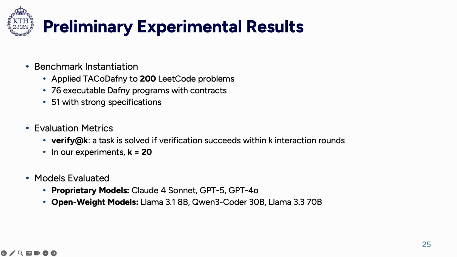And for evaluation, the goal of a model is to generate the auxiliary verification code to help the code be verified. And we use verified@K as an evaluation metric. K is the maximum number of interactions with the LLM. And a task will be considered solved if the verification can succeed within K iteration rounds. We set K to 20 in our experiments. We also evaluate our benchmark on several models, some proprietary models and open-weight models.